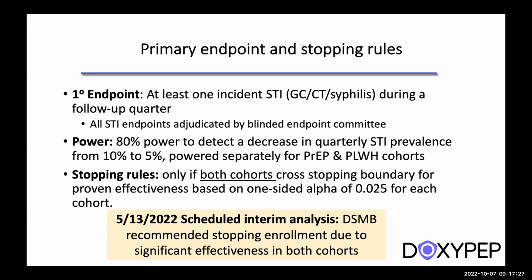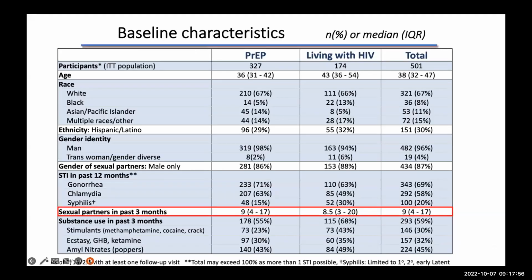We had an independent data safety monitoring board that was monitoring the study, and they were guided by a stopping rule that only if both cohorts crossed a pre-specified efficacy boundary should we stop. And on May 13th of this year, at the single scheduled interim efficacy analysis, the Data Safety Monitoring Board recommended stopping enrollment due to crossing those effectiveness boundaries.